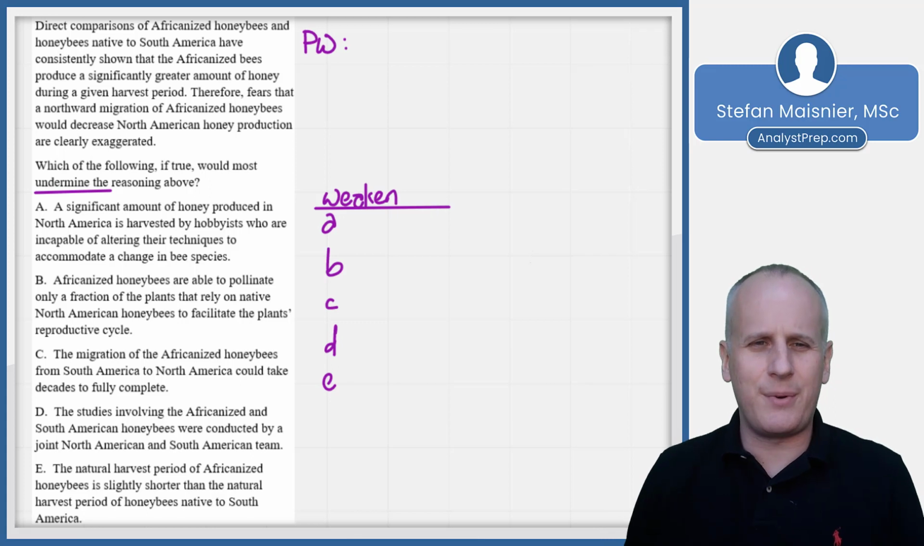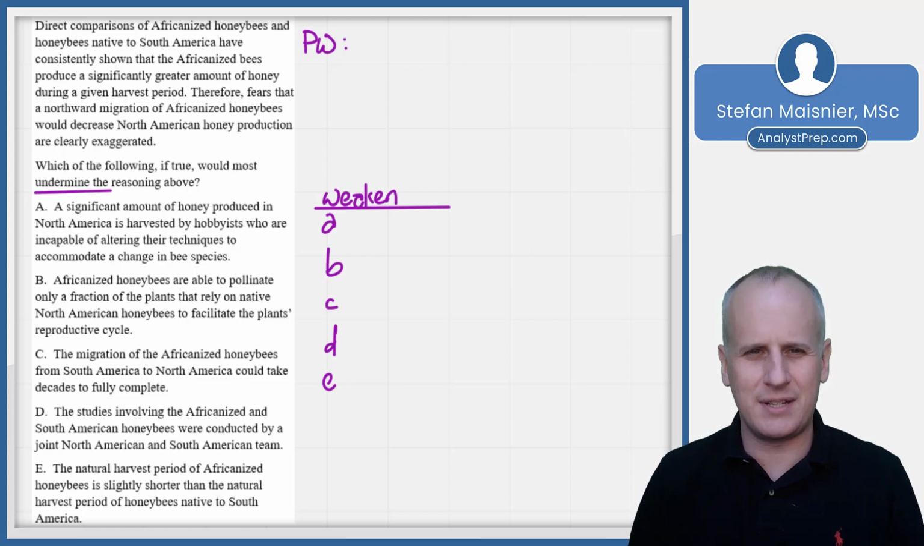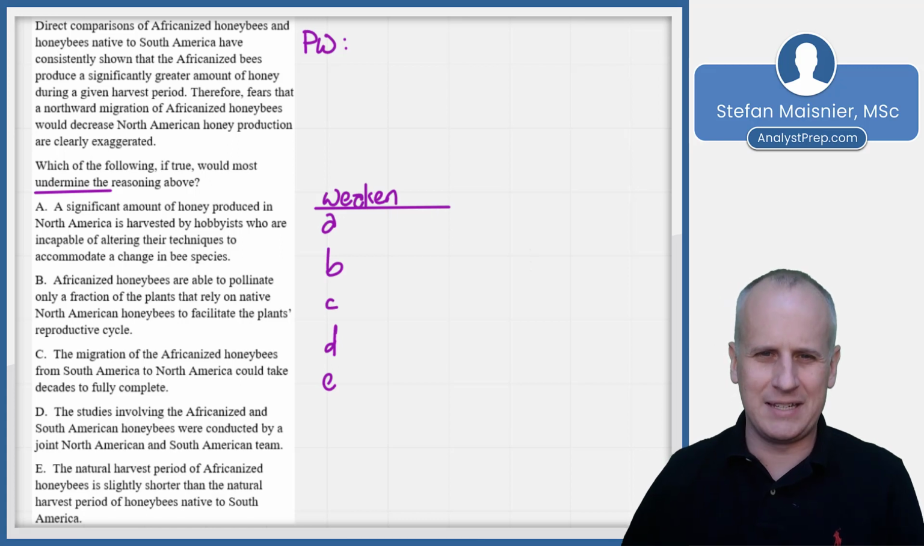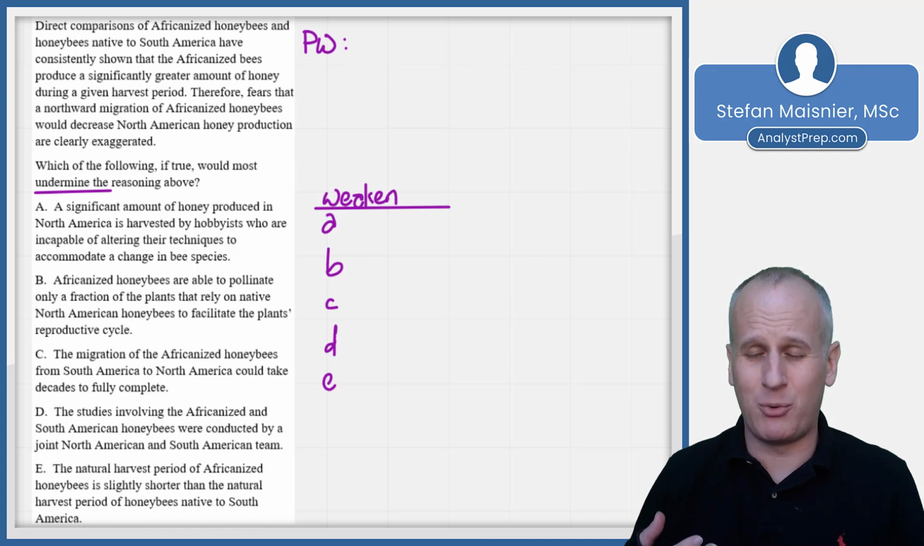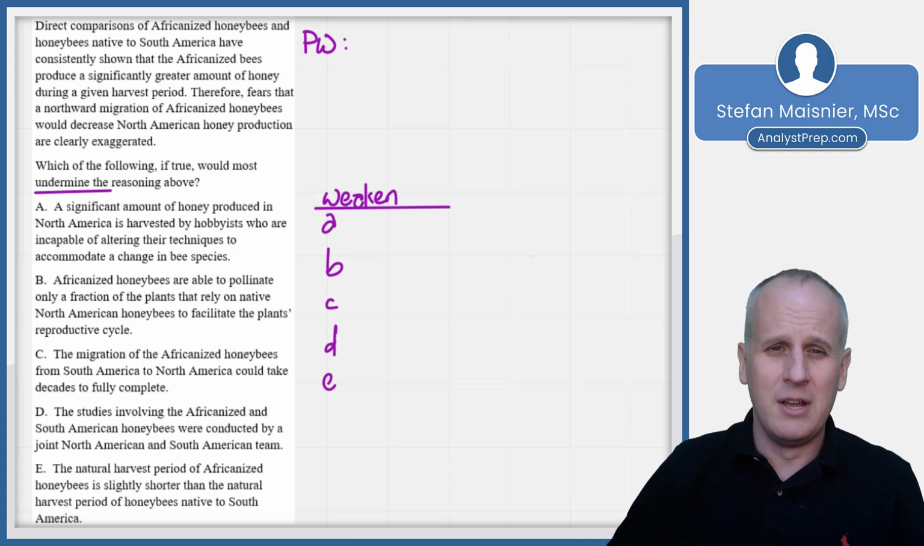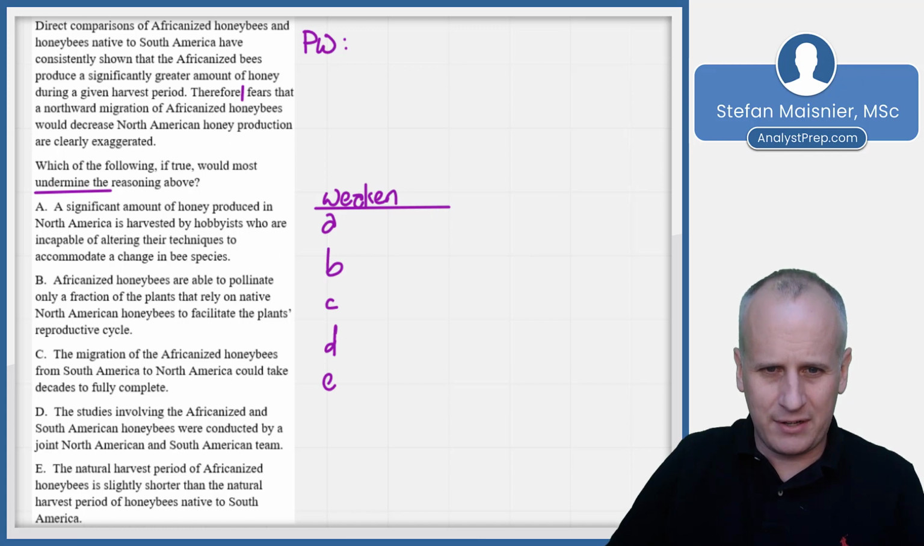And so we read: direct comparisons of Africanized honeybees and honeybees native to South America have consistently shown that the Africanized bees produce a significantly greater amount of honey during a given harvest period. Therefore, fears that a northward migration of Africanized honeybees would decrease North American honey production are clearly exaggerated. Oh, that's a mouthful. So part of the reason for repurposing the conclusion into the prediction is to make this make more sense almost in an affirmative fashion. We can see from the "therefore" that this is our conclusion.